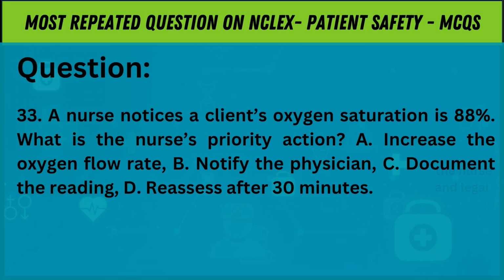33. A nurse notices a client's oxygen saturation is 88%. What is the nurse's priority action? A. Increase the oxygen flow rate. B. Notify the physician. C. Document the reading. D. Reassess after 30 minutes.